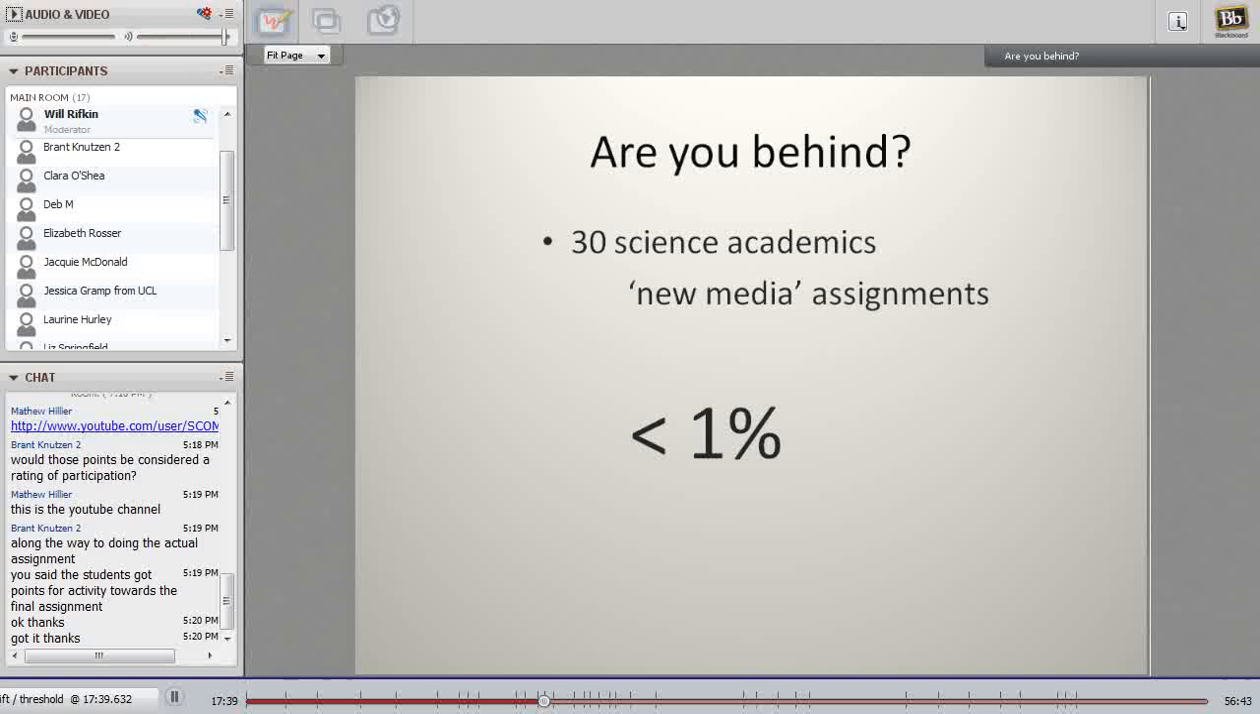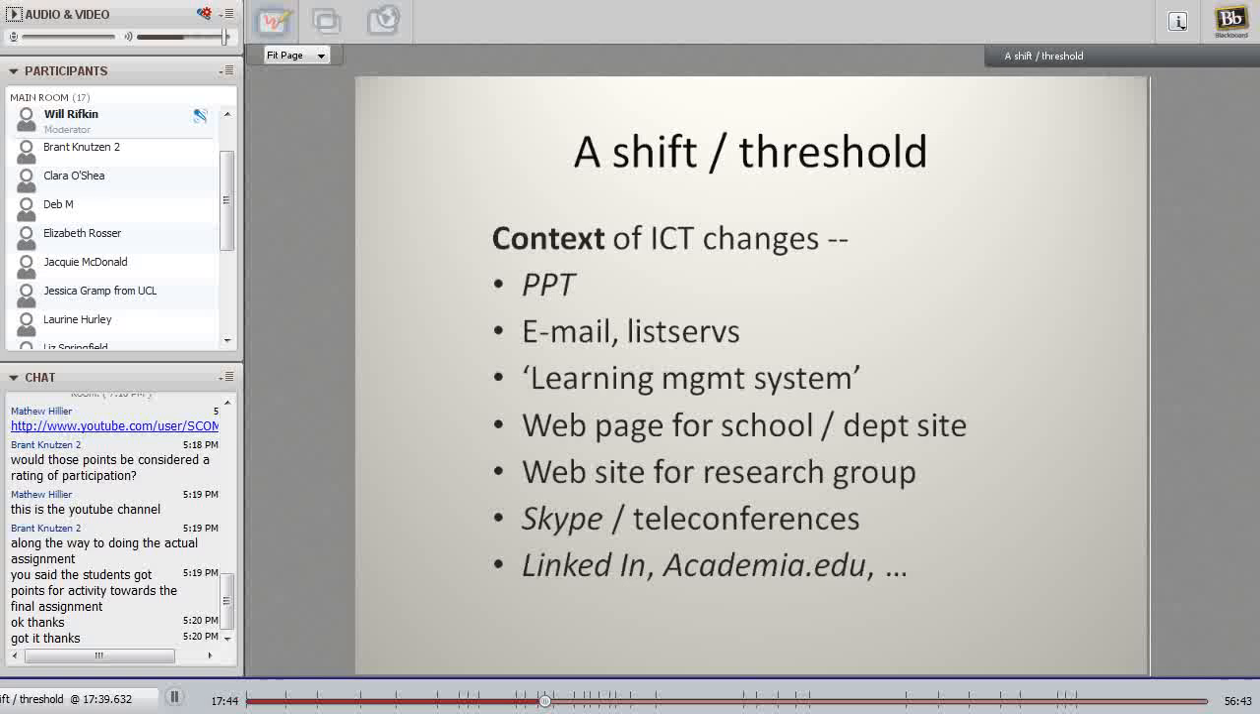But if you look at the context in which academics work, where many of them use PowerPoint, email, they get listserv messages, they use a learning management system at their uni, they have a web page for their school or department, a website for the research group, they may be involved in Skype teleconferences, they could be on LinkedIn or academia.edu, and they're still not assigning their students to do anything online. You see, there's this quantum step that needs to be taken.